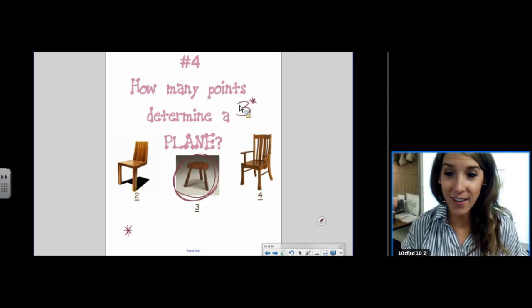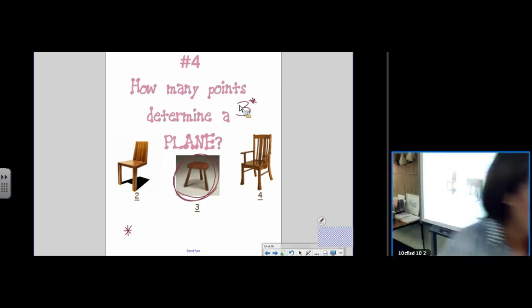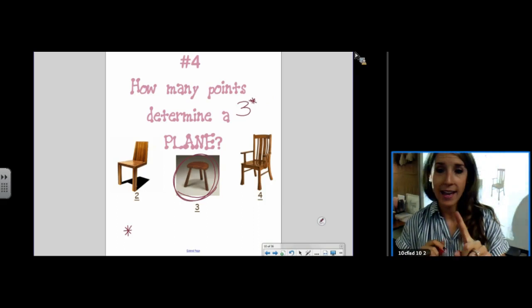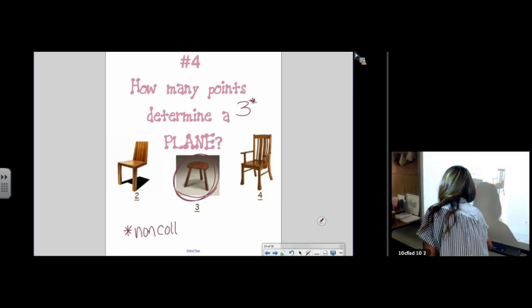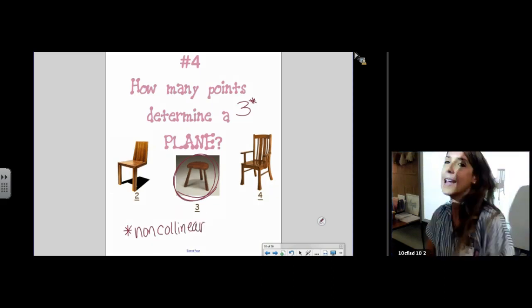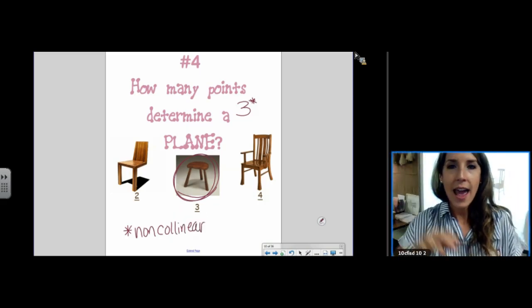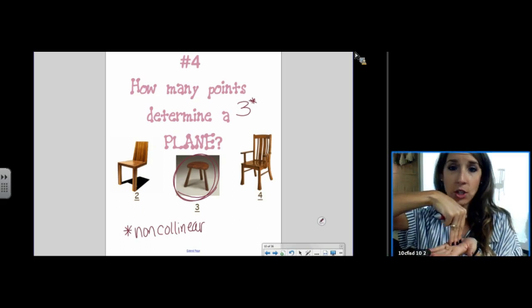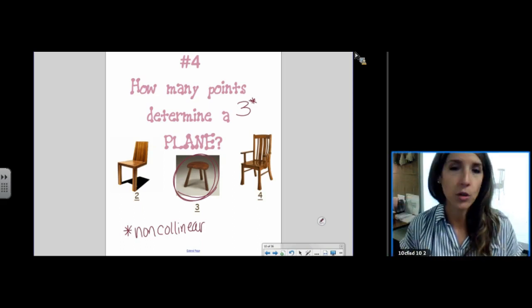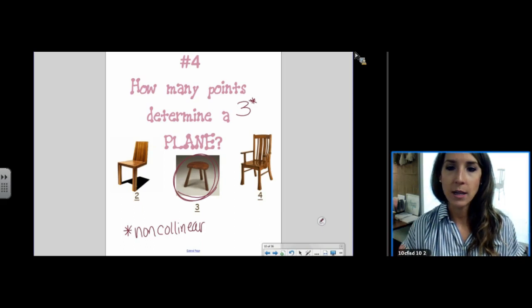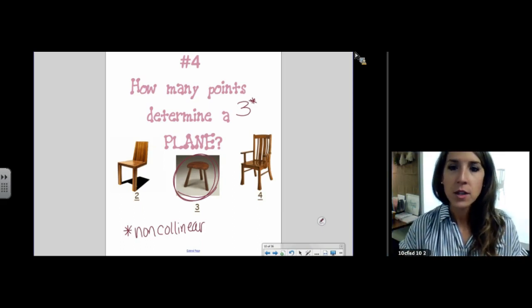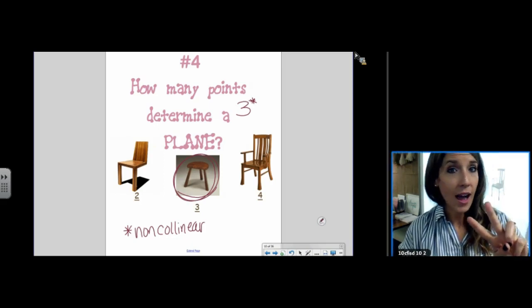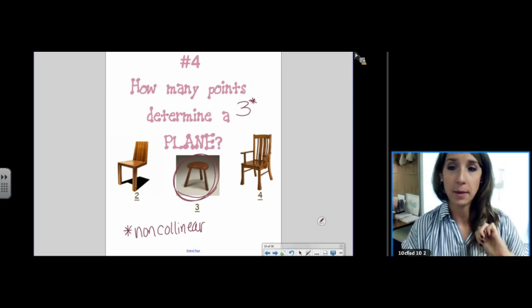It would fall over. So yes, 3 points determine a plane, but they have to be non-collinear points. To remember that, just think, if I lined up the legs of a tripod in a row, it would literally fall over. So they need to be non-collinear. They need to be spread out. So 2 points determine a line, 3 points determine a plane, as long as they're non-collinear.